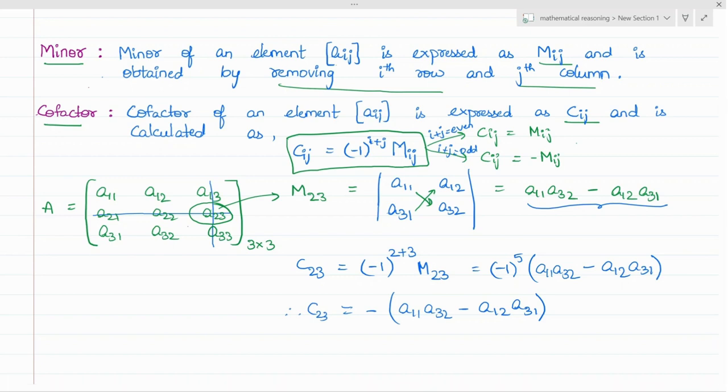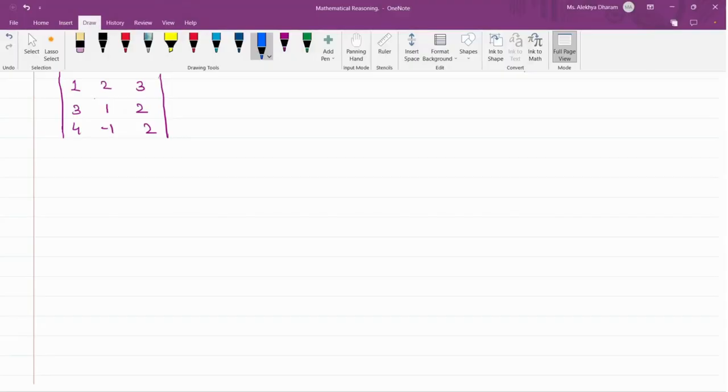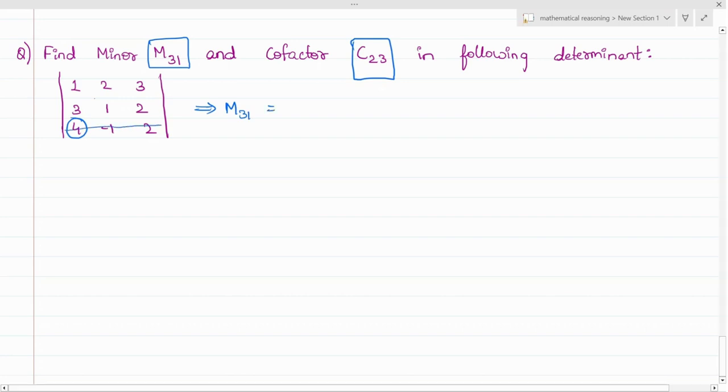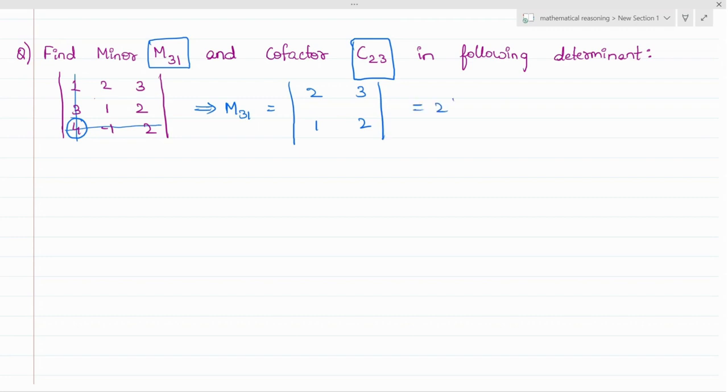So let's take an example so that you'll get a clear idea on this. In this question, we need to find the minor, that is M31, and cofactor C23 in the following determinant. So M31, that is third row, first column, that is this element. So how to calculate this? M31, just remove the third row and first column. So what are the elements left? 2, 3, 1 and 2. Take this determinant, that is 2 into 2 minus 3 into 1. 4 minus 3, 1. So the value of M31 is 1.